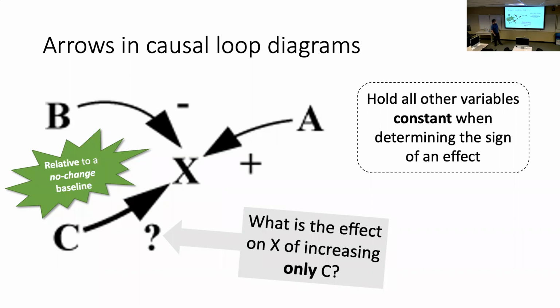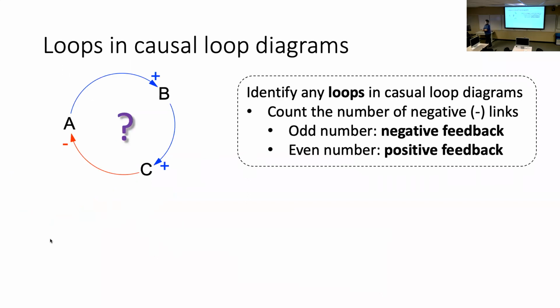No, I would have to tell you what C and X is. Yep, I'd have to give you a formula. X is equal to C times A. If I said X is equal to C times A, then this would be a plus, because if I increase C, it would increase X. Also, if I increase A, it would increase X. Okay.